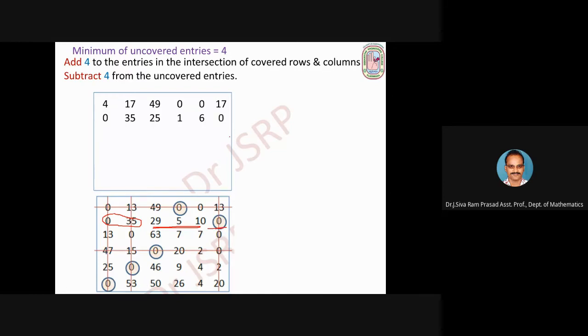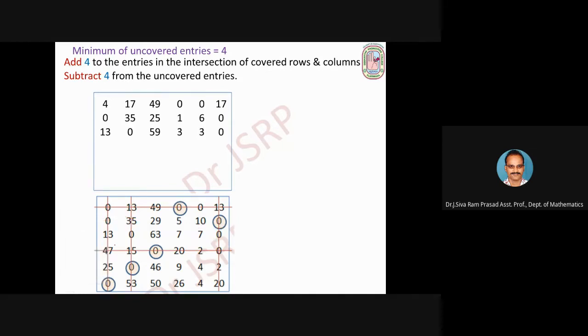So 0. Next. So these 2 also remain same. They lie in the covered column only, 13, 0. And subtract 4 here. 54 minus 4 is 50... 63 minus 4, 59; 7 minus 4, 3; 7 minus 4, 3. And this 0 remains same since it lies in the covered column only.